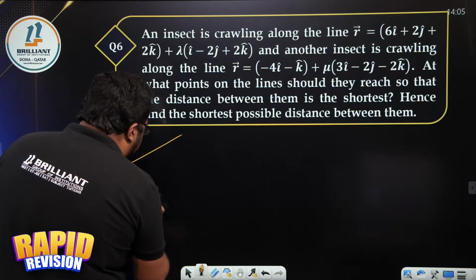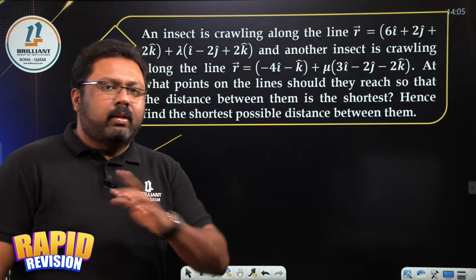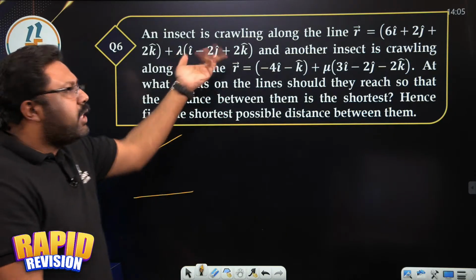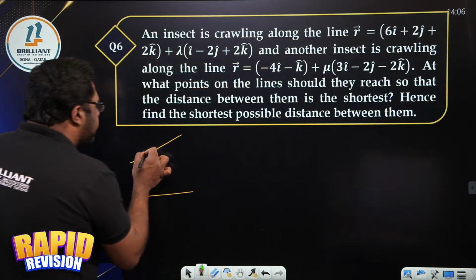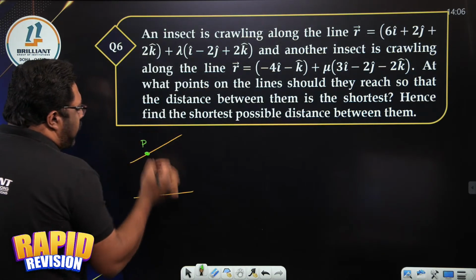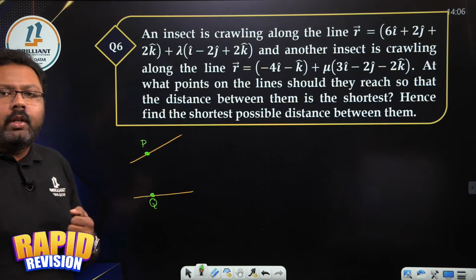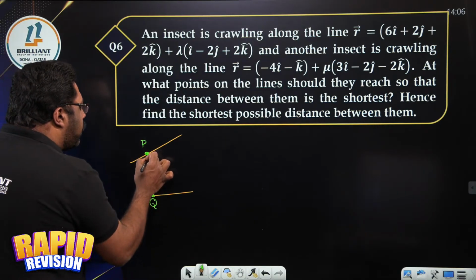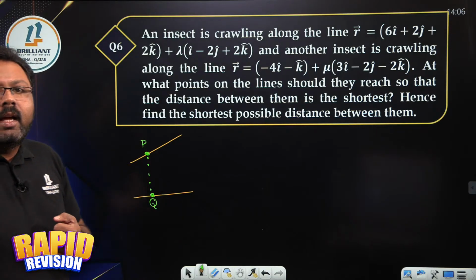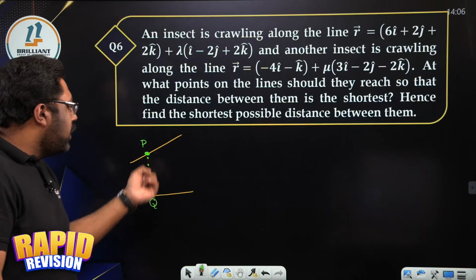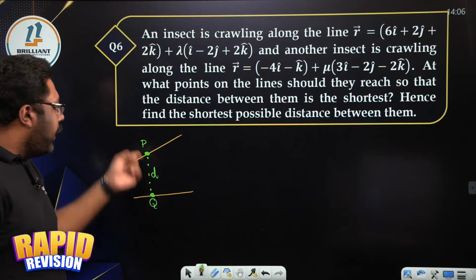The question is completely different. The question is not to find the shortest distance between the two lines straight away. Then it is easy. The question is to find what points on the line they should reach. Let me say the point is P over here, and the point is Q over here. These are the 2 points on the two lines where the insects should reach so that the distance between the two insects is the shortest. So it's not to find D, but to find the points.